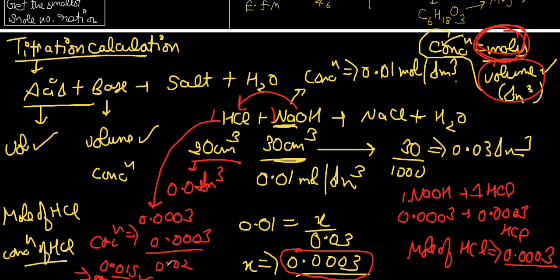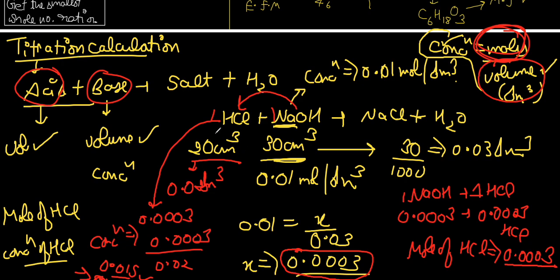Now I'll summarize this again. Titration means acid plus base reacting to form salt and H2O. Now in the questions, in stoichiometry questions, they will directly give you the volume of both the species, and the concentration of either the base or the acid will be given. And they will ask you the moles of the other species, the concentration of the other species. It is usually framed like this. The general pattern of the question is like this only.